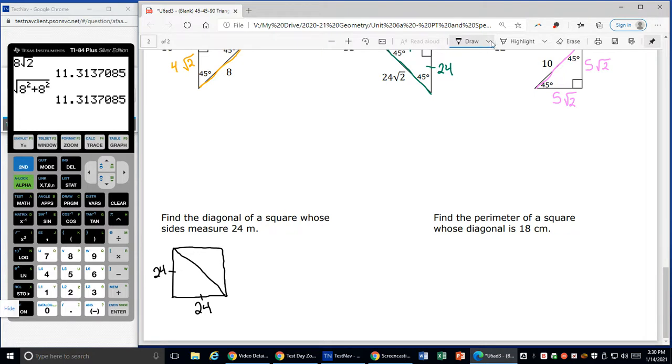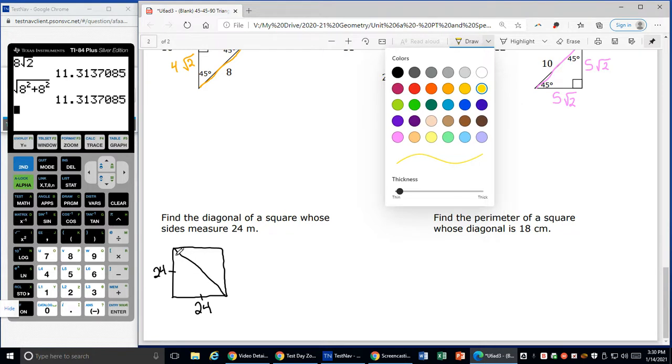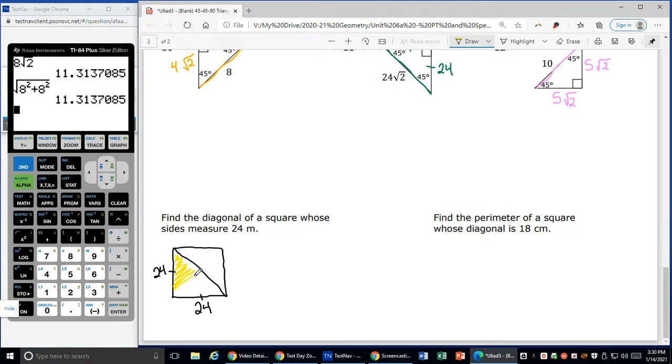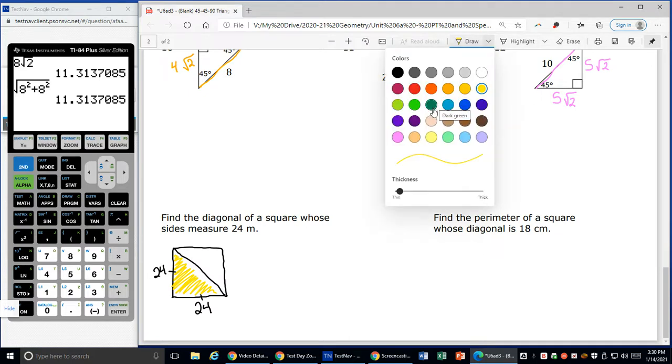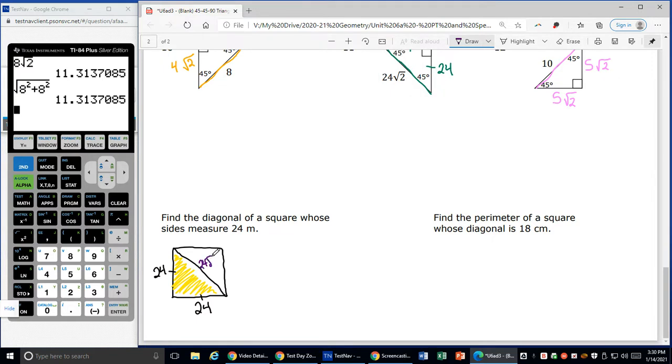So if I want to find the diagonal of this square, what I'm really going to be looking at is just 1/2 of that square that's been divided by that diagonal that I'm trying to find. And so I can see that my legs are both 24, so I've got 2 that are 24. That means my hypotenuse is going to be 24 square roots of 2. So the diagonal is going to be 24 square root of 2.